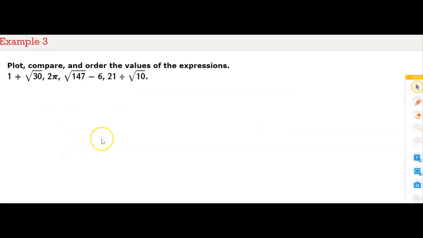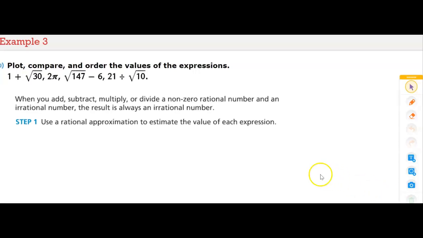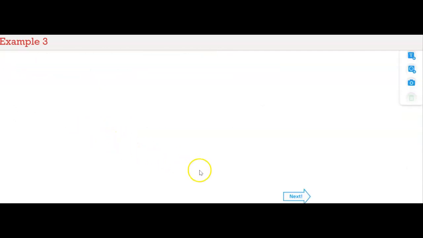Plot, compare, and order the values of the expressions. 1 plus the square root of 30, 2 pi, the square root of 147 minus 6, 21 divided by the square root of 10. When you add, subtract, multiply, or divide a non-zero rational number and an irrational number, the result is always an irrational number. So use a rational approximation to estimate the value of each expression.